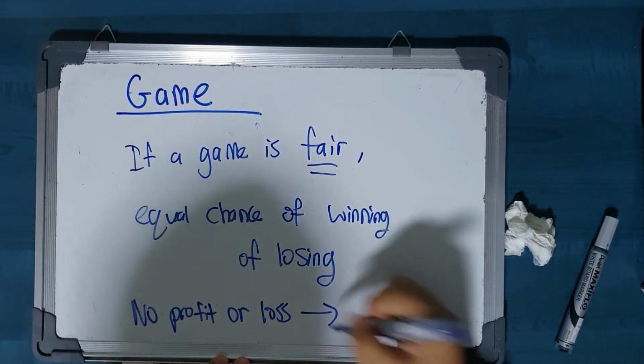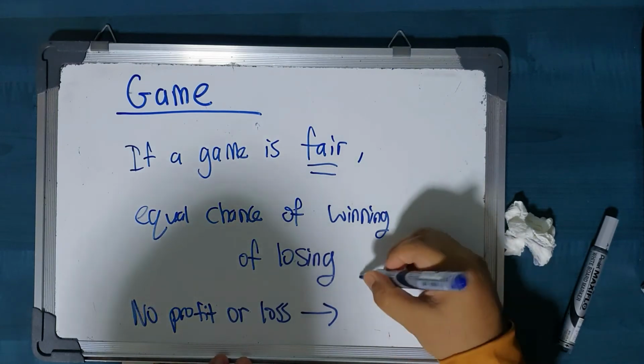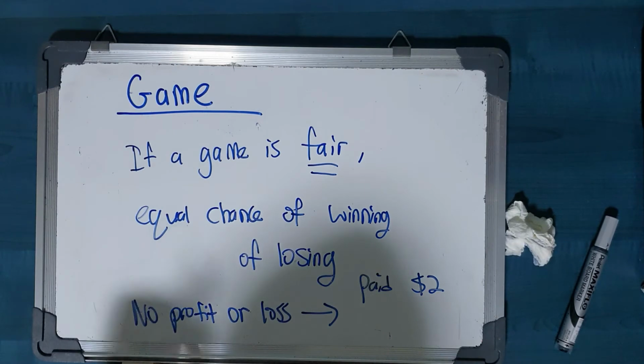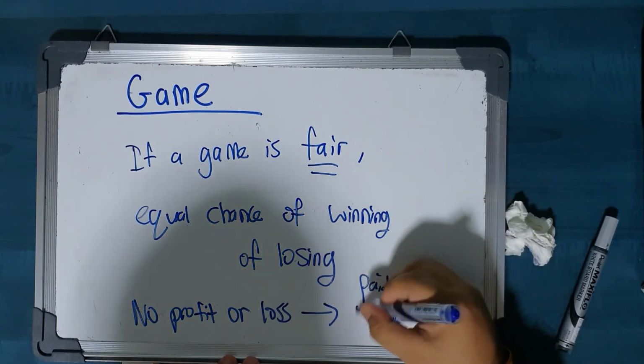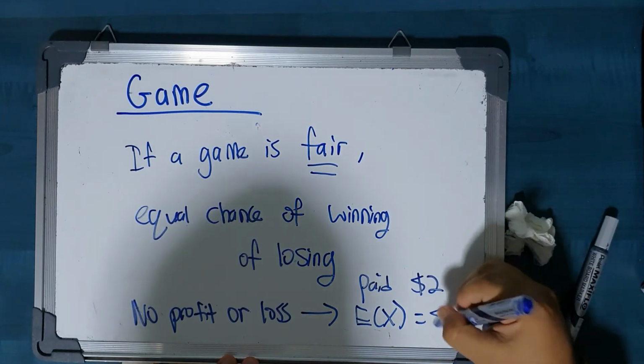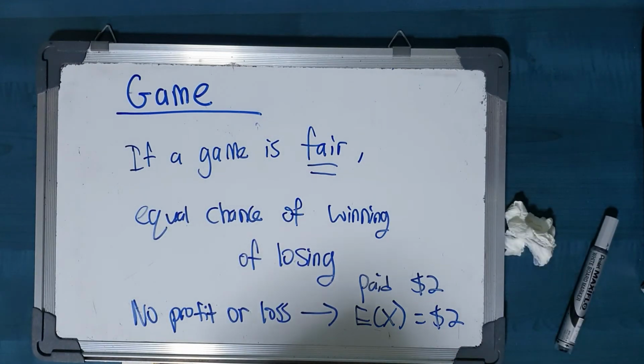which means if you had paid $2 for the game, and for the game to be fair, your expected value should also be $2. You neither gain a profit, you neither lose. So what you pay is what you get on average. That is what makes a fair game.